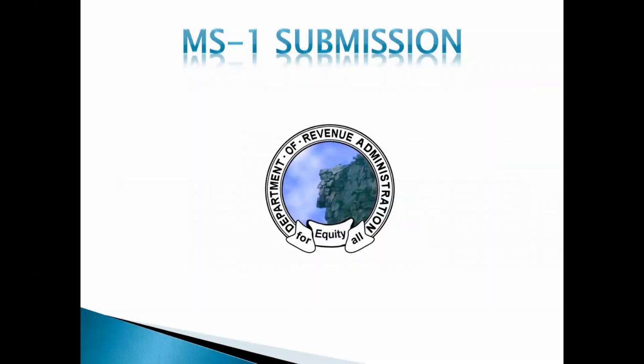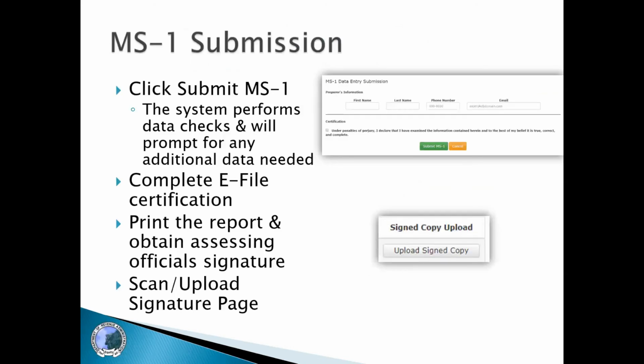And let's just flip back over to the presentation. So we have two more topics here, and then I'll open it up for questions. How do you do the MS-1 submission? Well, it's really straightforward. You hit the submit button. It's going to perform all of the data checks to be sure you've entered all of the required fields, that all of your math ties out, et cetera. And it's going to run you through those data checks one by one.